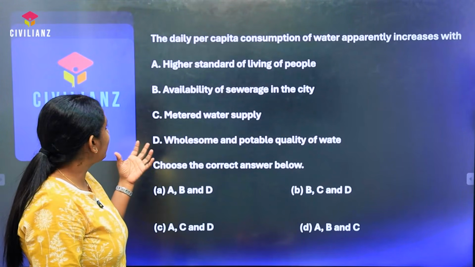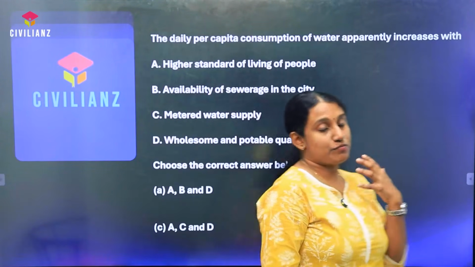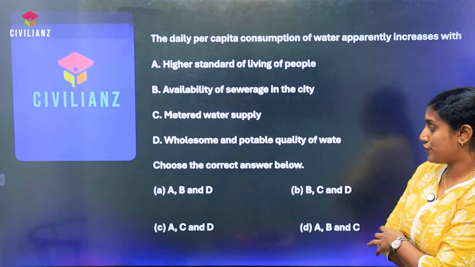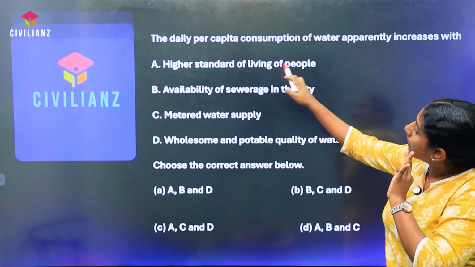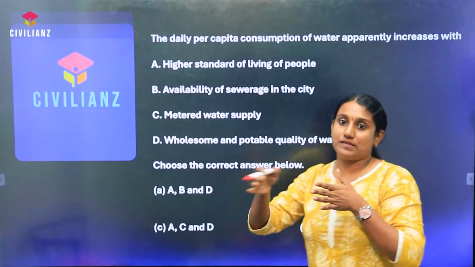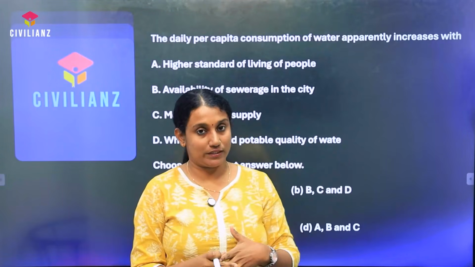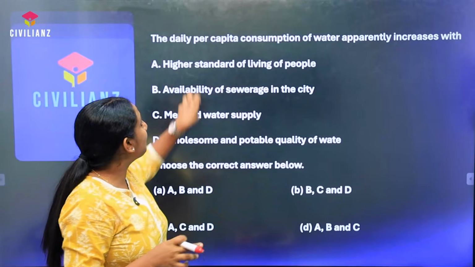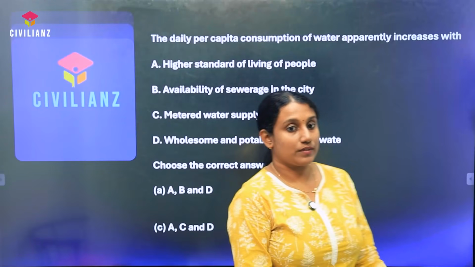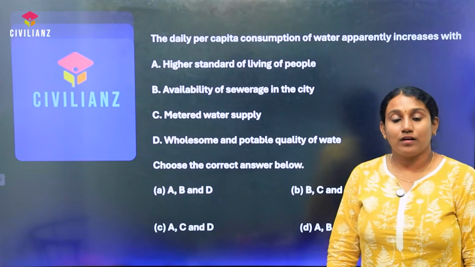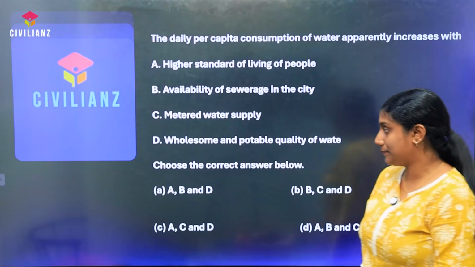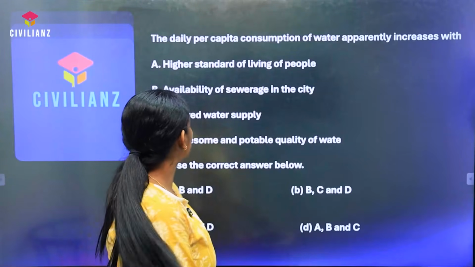Actually, they are giving some conditions for consumption of water. Okay, some living conditions. You should choose the correct condition for the daily per capita consumption of water. So first you have to think how this consumption depends on these conditions. Comment your answer. Option A, B, C or D? Okay, A.